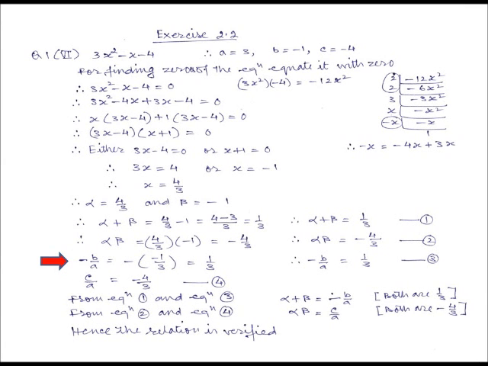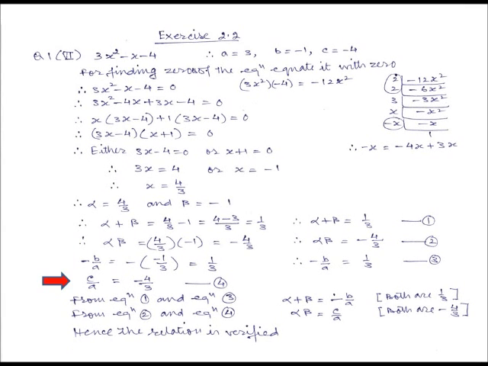Now taking coefficients, we get minus b upon a is equal to minus within bracket minus 1 upon 3. That comes out to be equal to 1 upon 3. Therefore, minus b upon a is equal to 1 upon 3. This is equation number 3. Now dividing c by a, we get c upon a is equal to minus 4 upon 3. This is equation number 4.